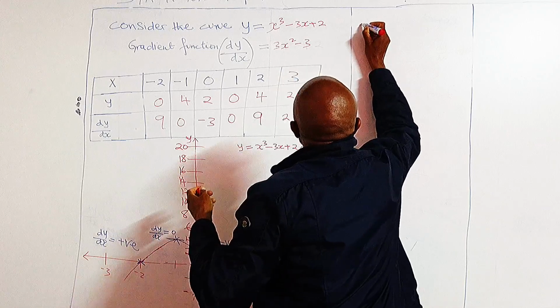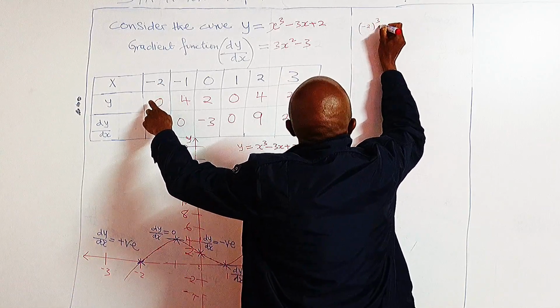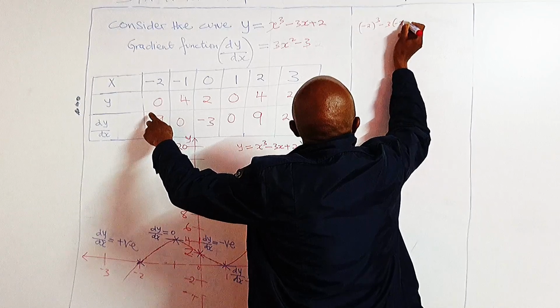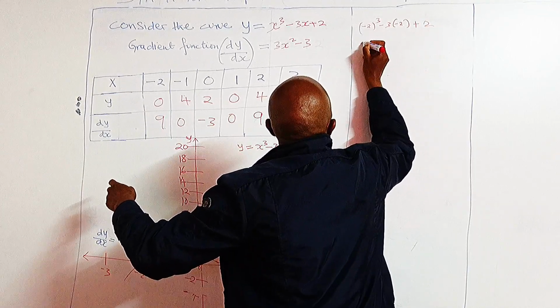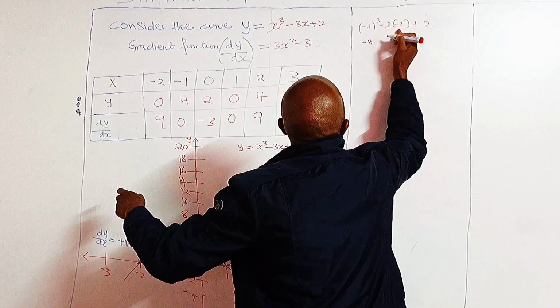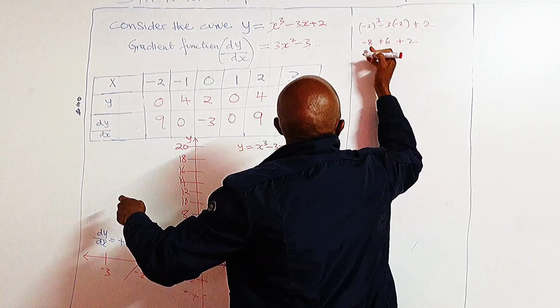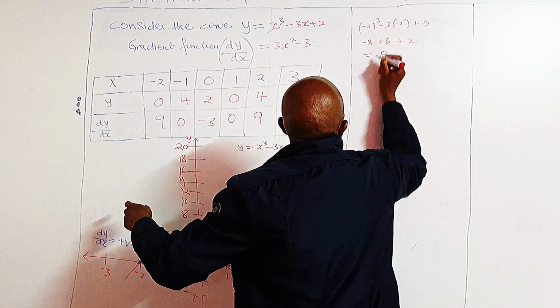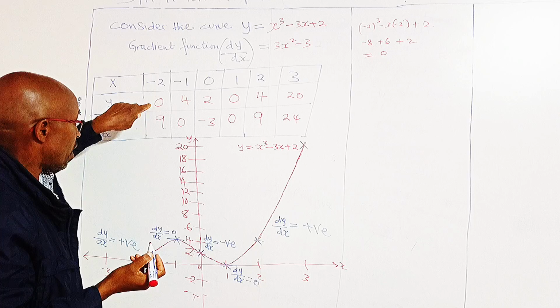So when x is negative 2, we have negative 2 cubed minus 3 into negative 2 plus 2. Negative 2 cubed is negative 8. Negative times negative is positive, plus 2. So we get negative 8 plus 8, which is equal to 0. That's how we are getting the value of y.